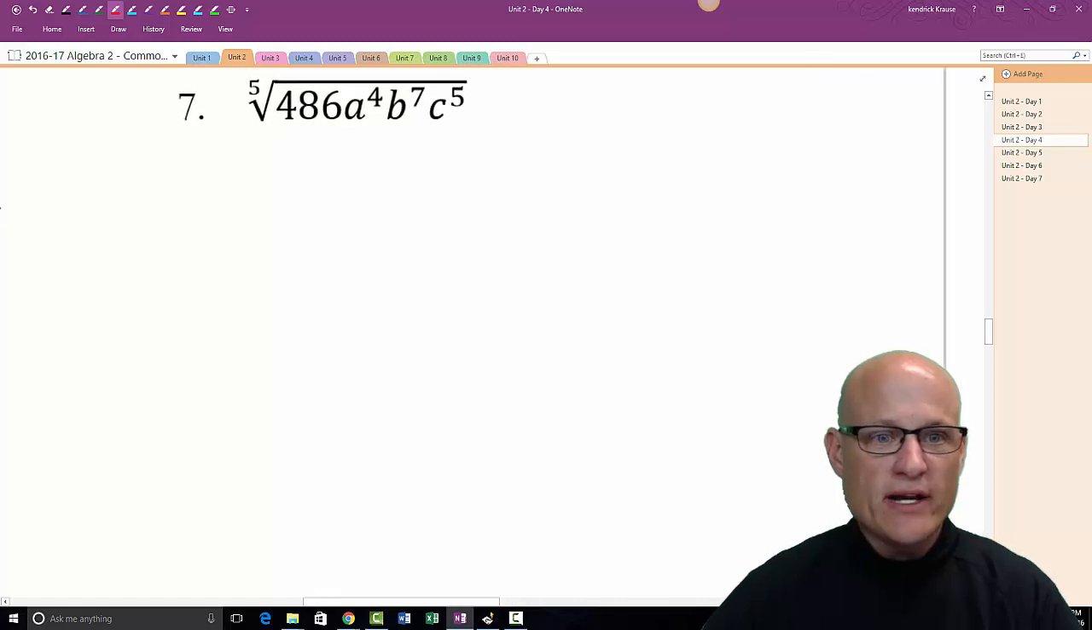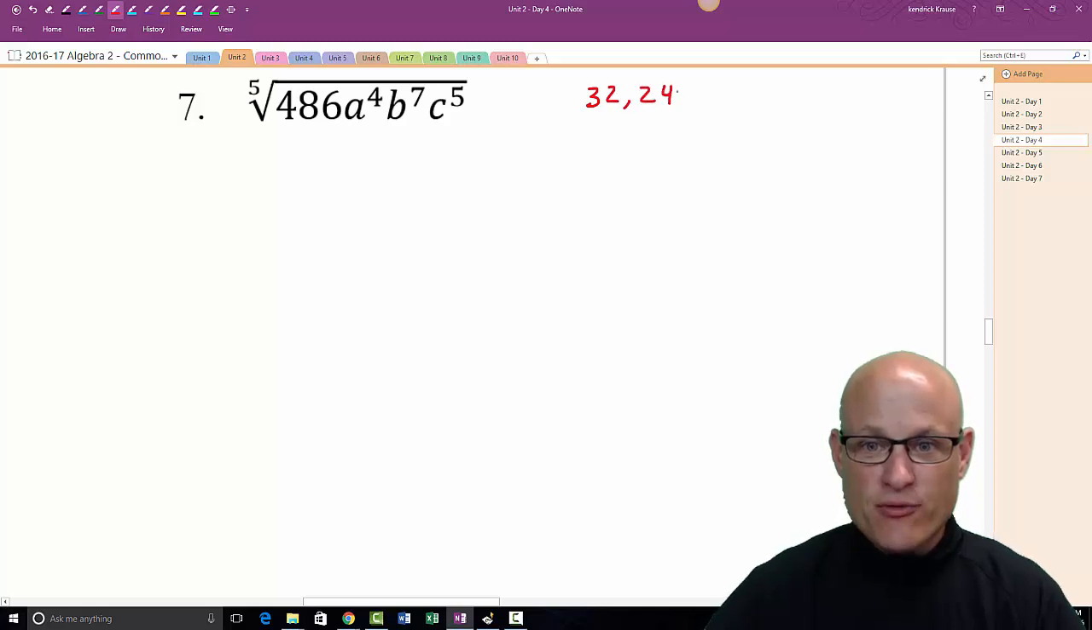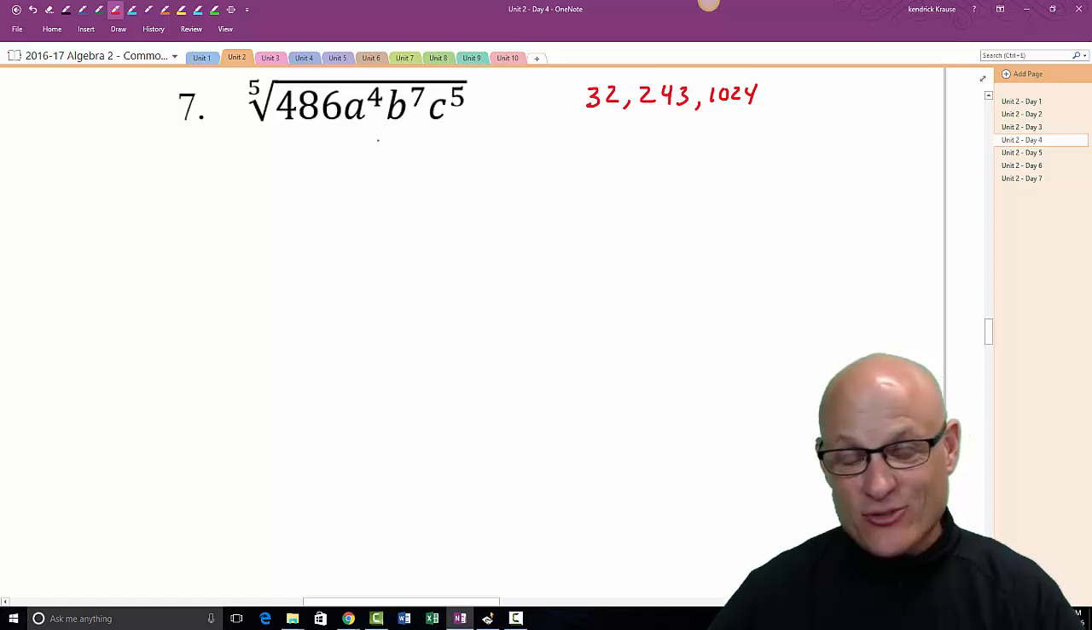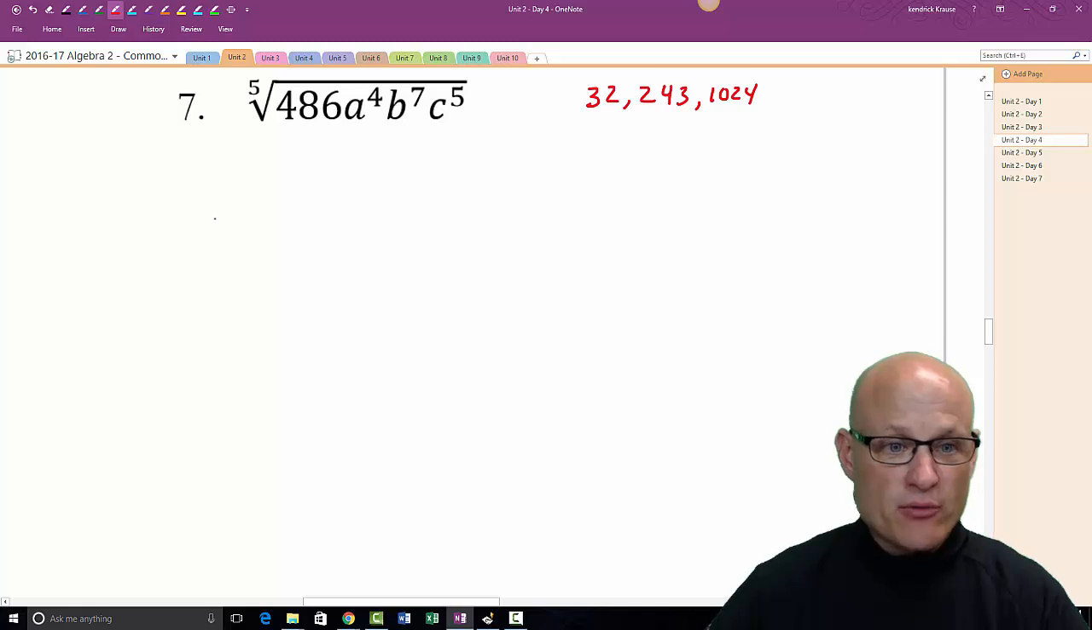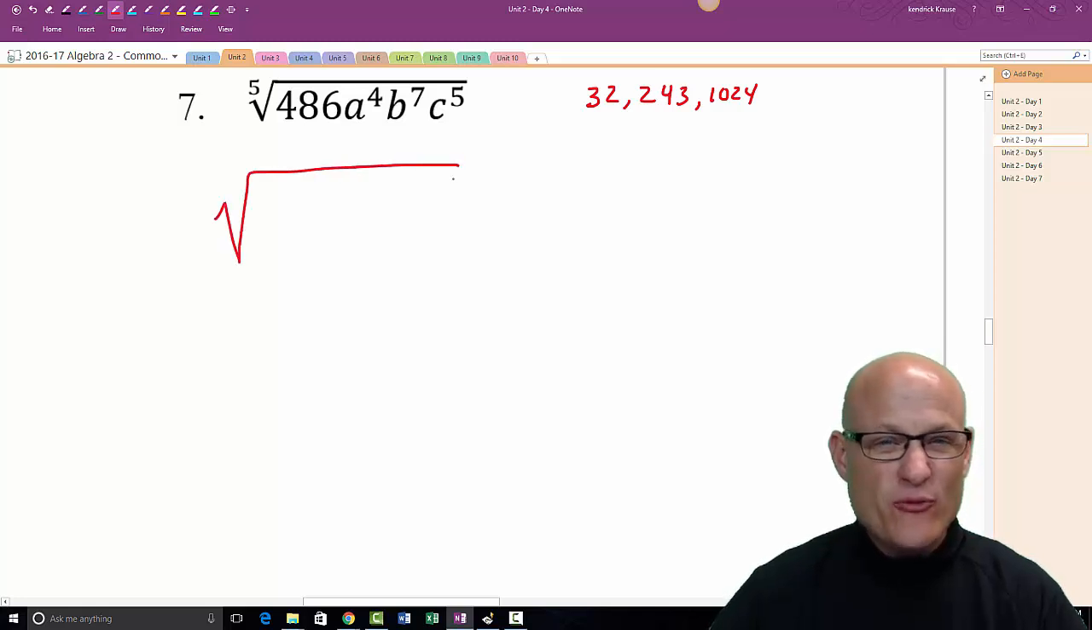Oh, yeah. 486. But again, it's a fifth root. I only have a few options: 32, 243, and 1024. Let's see. I can try 32. You're going to find out it doesn't work. It is 243. But you have so few to try. Just try it one or the other.